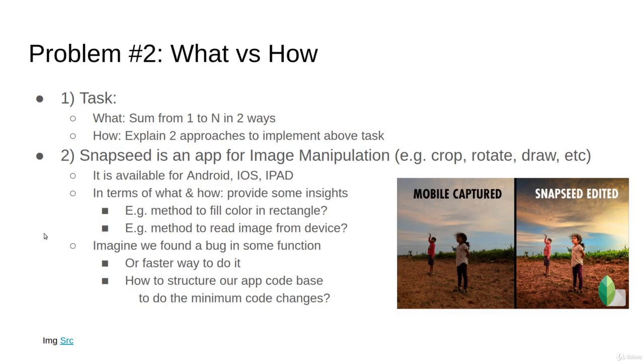The second task is what versus how. To motivate that, let's say that we would like to do the task of summing numbers from 1 to n. Explain two different approaches to implement this task and the pros and cons of every one of them.